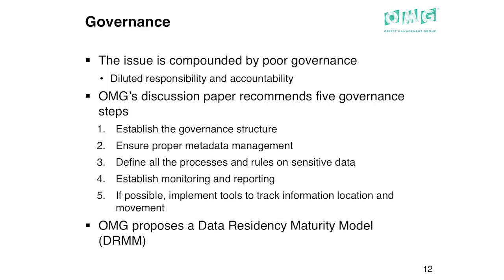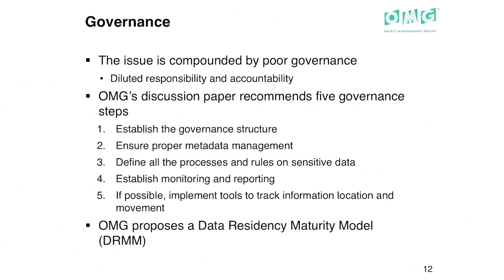So when we issued a discussion paper, a 30-page paper that was published in May 2017, a year and a half ago, in the discussion paper we were pretty normative. We were pretty firm on 5 steps that needed to be taken in order to correctly handle data residency issues: establishing a governance structure, making sure we manage metadata, defining the processes, doing monitoring and reporting, and if possible, implementing tools to track where the information is. So we've discussed all that.